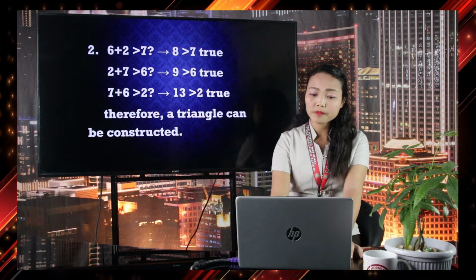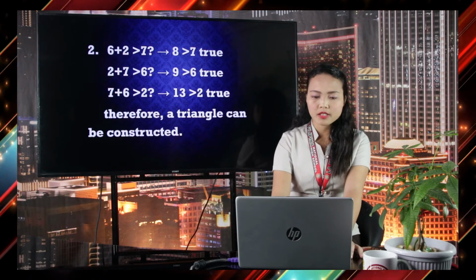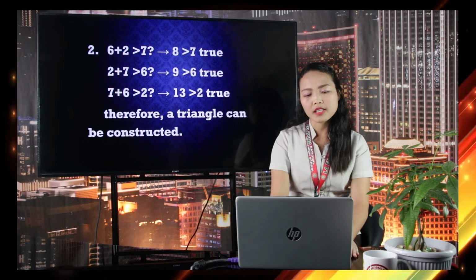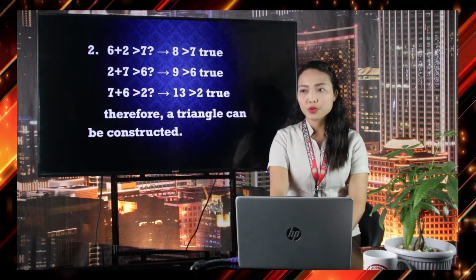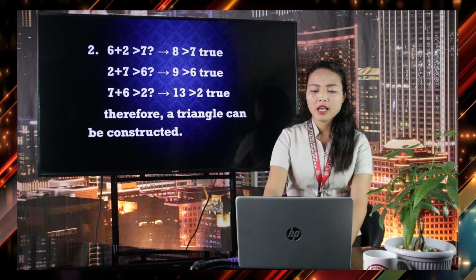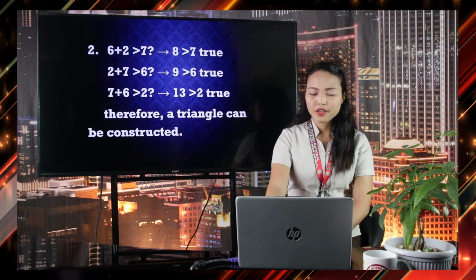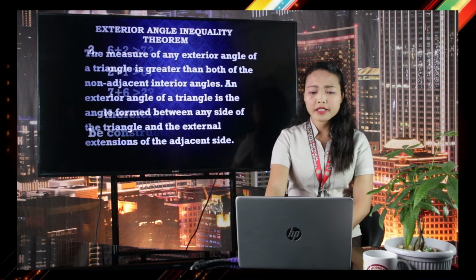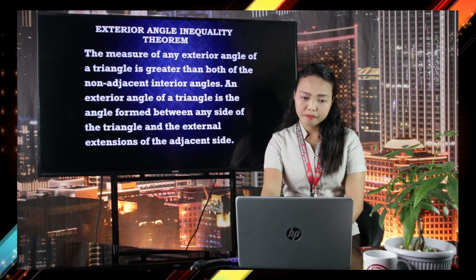2 plus 7 is 9, greater than 6. Also true. 7 plus 6 is 13, greater than 2. That is also true. That is why for the second set, we can create a triangle. Okay? Next, we have the last theorem.